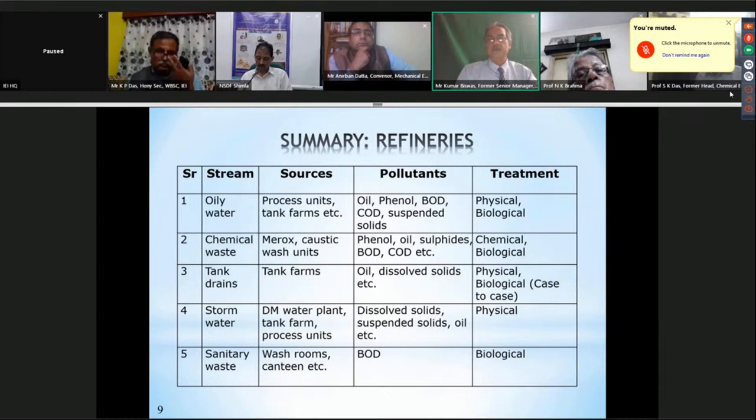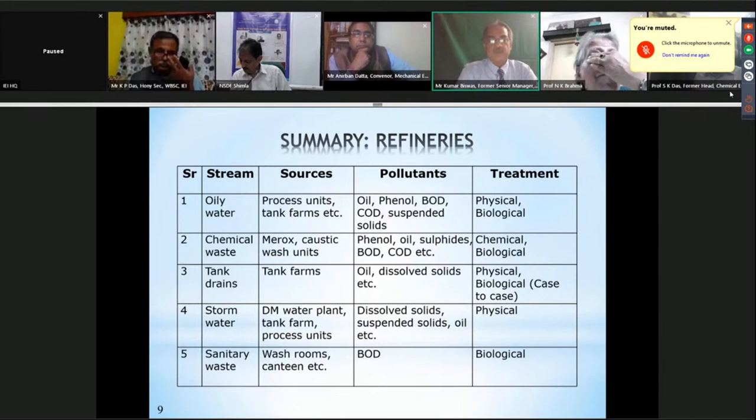The DM water plant, tank farm, and process unit all gather storm water, which has a little bit of suspended solids, dissolved solids, and less amount of oil in it. We separate it, preferably through physical methods. And as we have said, the fourth category of stream in the refinery has the sanitary waste, which is generated from the washrooms, canteen, and administrative offices. They have a BOD requirement, which we treat through the biological treatment process.